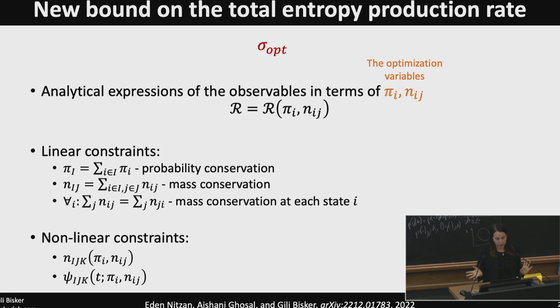And of course, I have nonlinear constraints. So the second order mass rates and the conditional waiting time distribution can also be expressed in terms of these variables, but you can find the formulas in the paper. I didn't put them here.